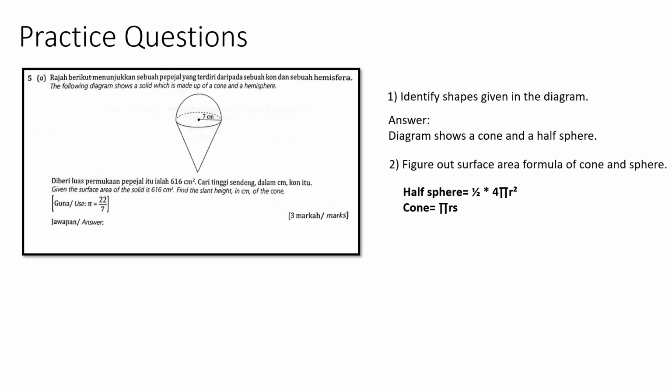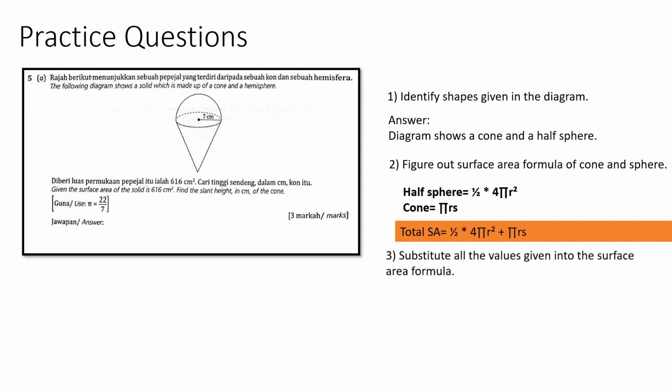Alright, so once you figure out the formula, the third thing is you can find the total surface area of the solid. Your formula will be just the surface area of the half sphere plus the surface area of the cone. Now, substitute all the values given into the surface area formula. So, your answer will be half times 4 times the pi, which we replace with 22 over 7, and then times r square. Okay, r square we make it as 7 square, plus pi 22 over 7 times s.